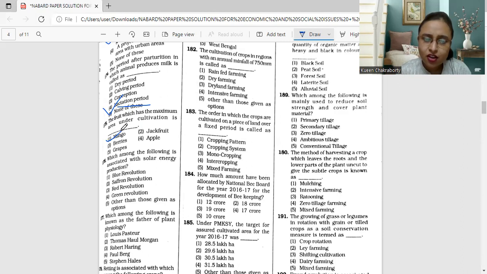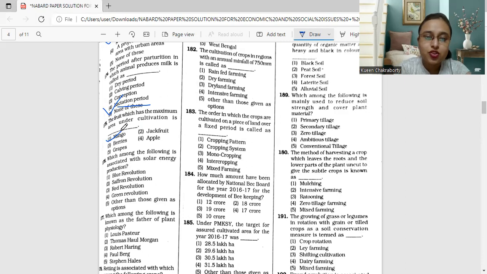This is a very common question, and the answers are also very predictable. So we don't get a lot of jackfruit, berries, apples, or grapes in India. The one that is mostly produced is mango. Yes, apple is produced to some extent in North India, but not more than mango.